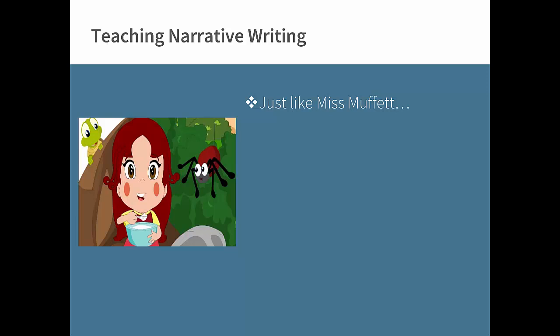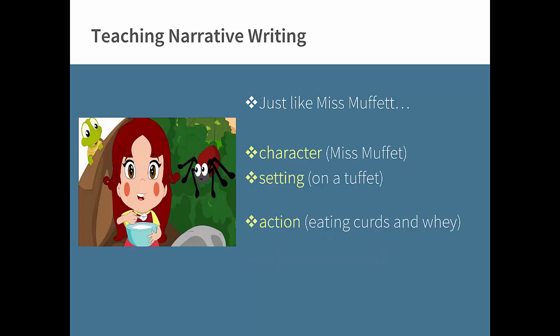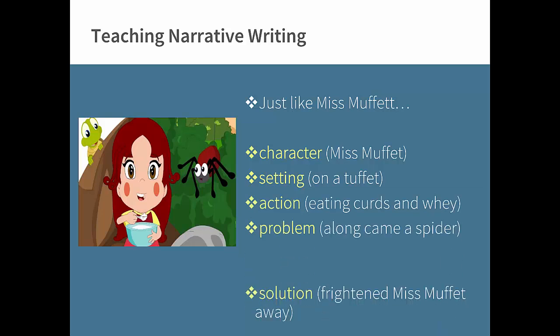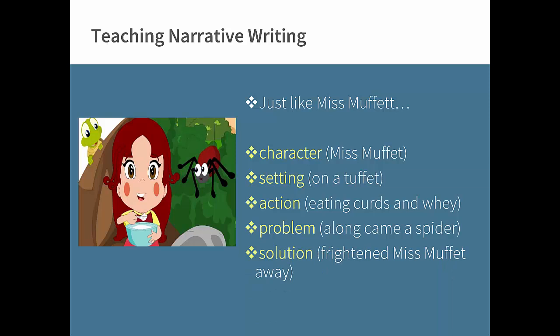A simple way to teach students the components of narrative writing is to read to them the nursery rhyme Little Miss Muffet. This rhyme has all of the components that students need to help them identify each element in a story. The character is Miss Muffet. The setting is on a tuffet. The action is eating curds and whey. And the problem is along came a spider. Finally, the solution is it frightened Miss Muffet away.